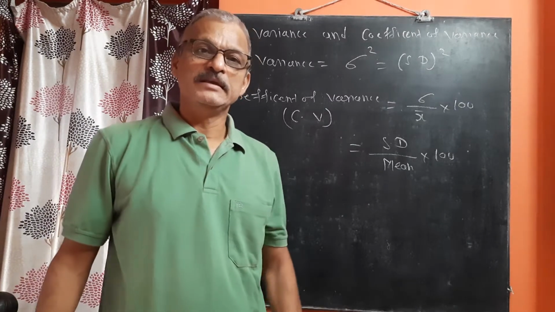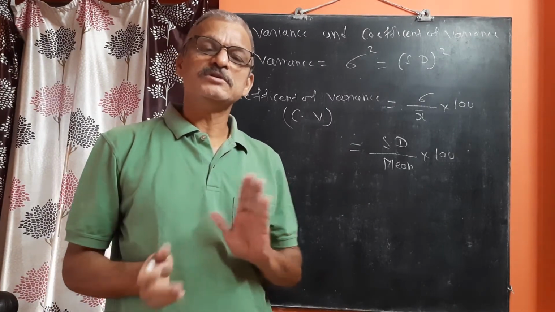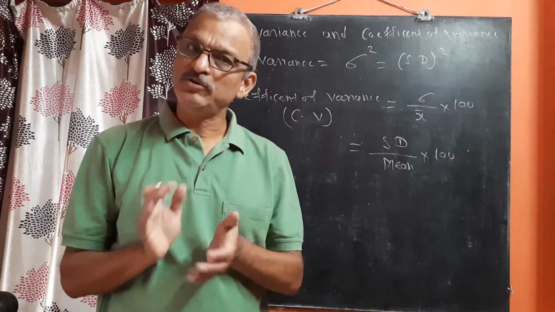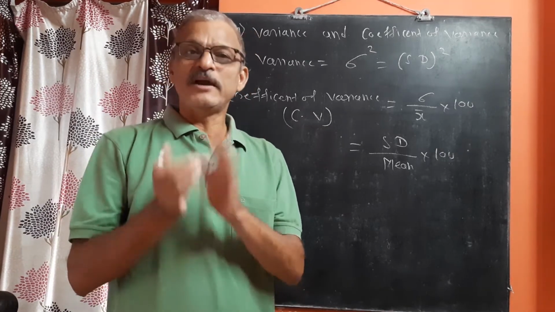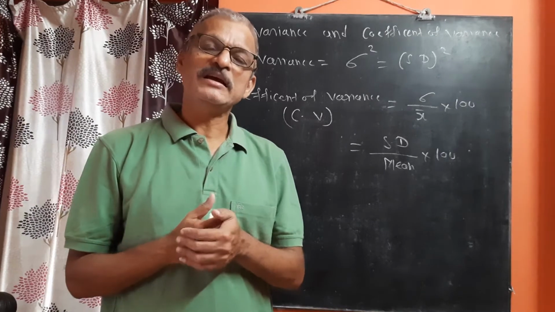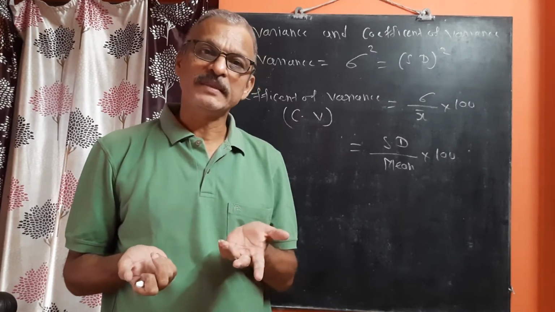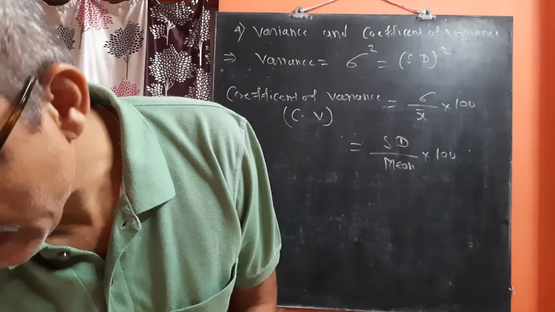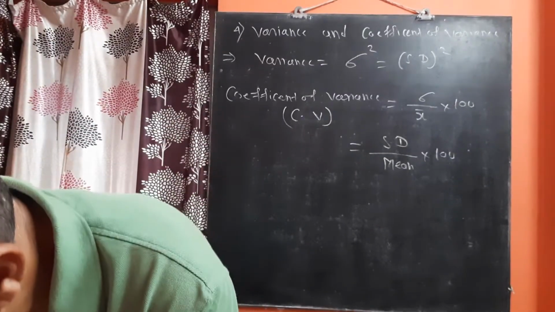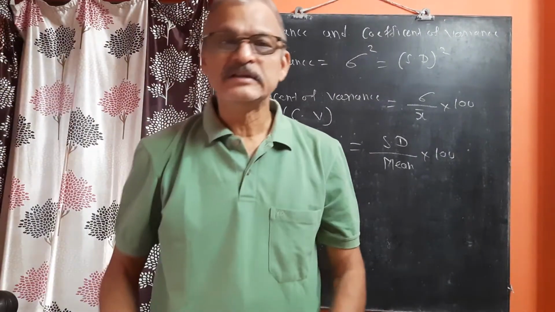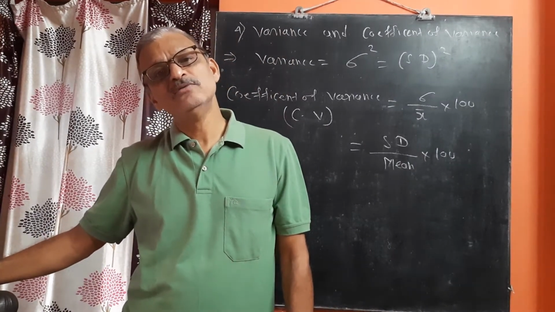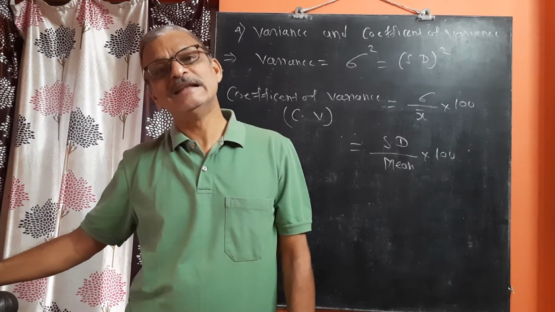Coefficient of variance is used to compare two sets of data to find out which one is less variable and which one is more variable. Generally, the set of data having the minimum coefficient of variance is more consistent than the set of data whose coefficient of variance is larger.